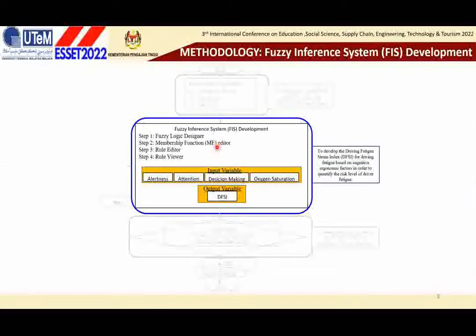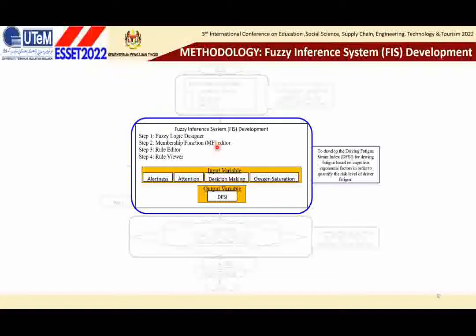The next component is fuzzy inference system development. The function of this component is to develop the driving fatigue strength index for driving fatigue. This means that I use a fuzzy inference system to develop the driving fatigue strength index. There are four steps to develop the fuzzy inference system.